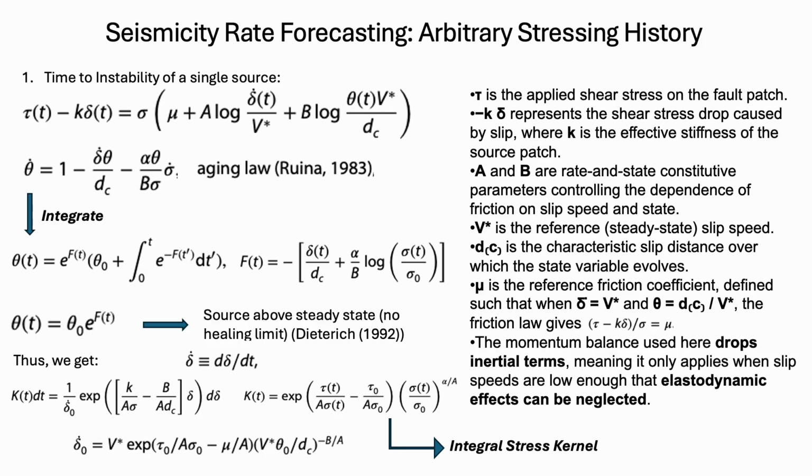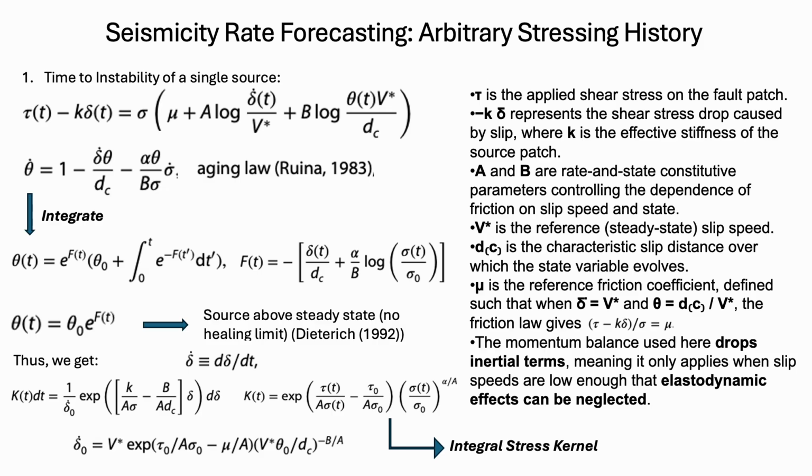So for a source above steady state, there is something called a no healing limit mentioned in a paper by Dietrich in 1992, wherein theta(t) takes this form: theta(t) is equal to theta naught times e to the power ft. Using this formulation, we know that the slip rate delta dot is equal to d delta by dt. We use this no healing limit for theta(t) and substitute these into the rate and state friction formulation, and we get this equation over here.